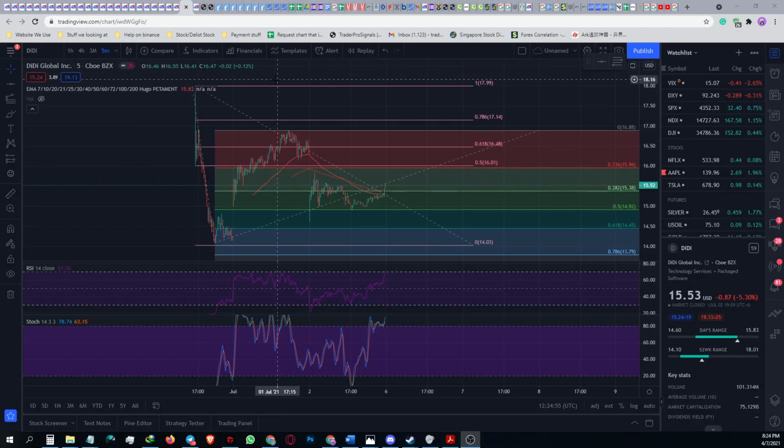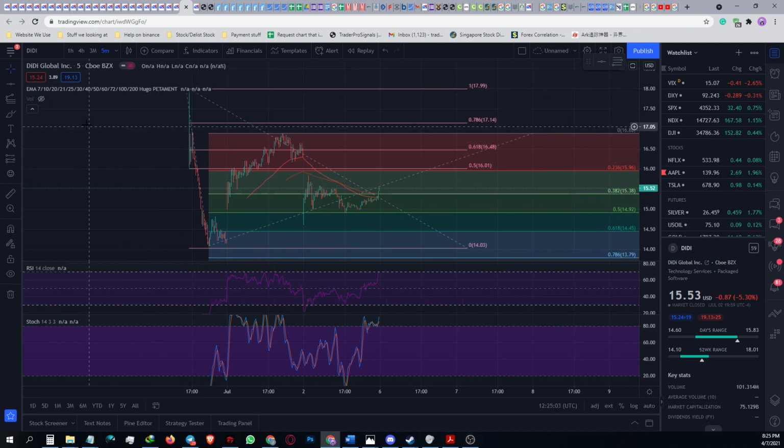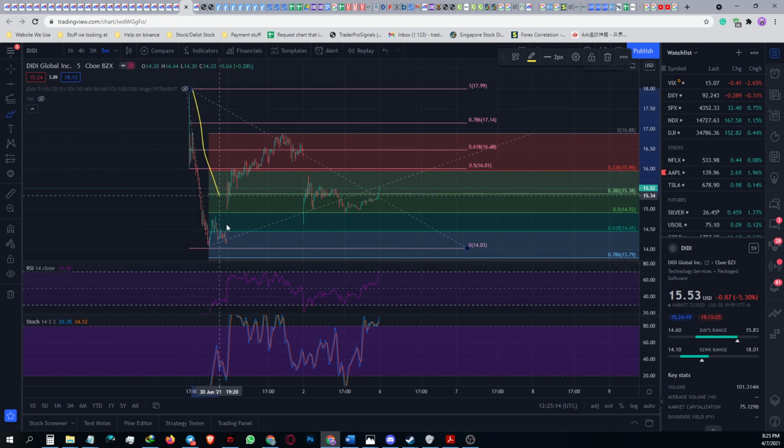Okay guys, so a very simple short analysis for this DIDI DT global. So basically this is a 5 minutes chart, and this is usually how we trade in 5 minutes. There's a very strong impulse here, from the top to the bottom. Then we will look for a pullback.